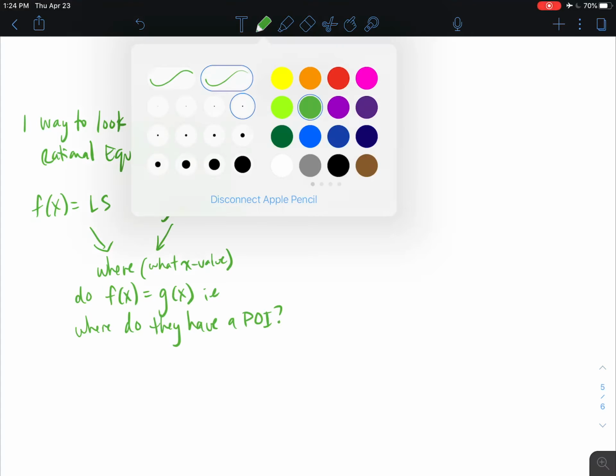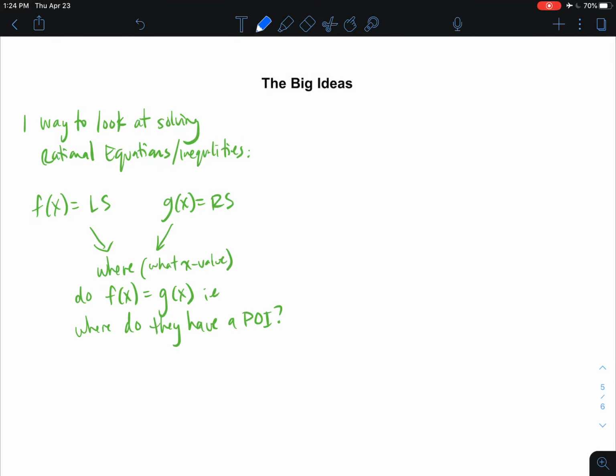Another way to interpret these is to ask, and I want to say like a better way, maybe I shouldn't say that. I don't know.